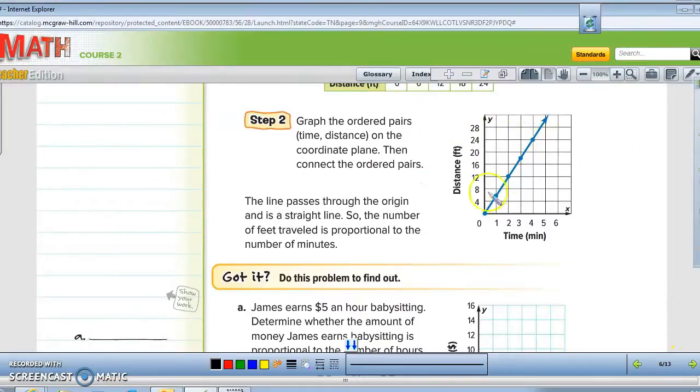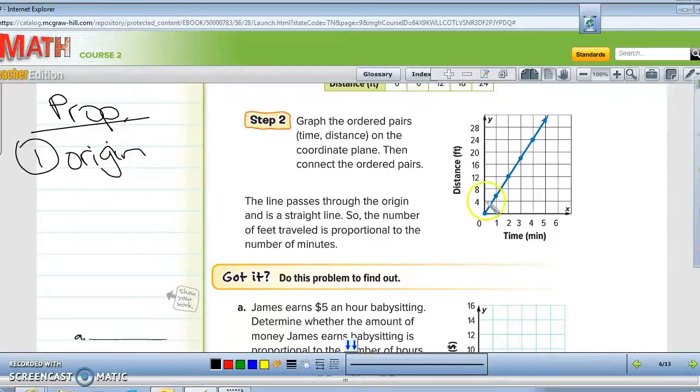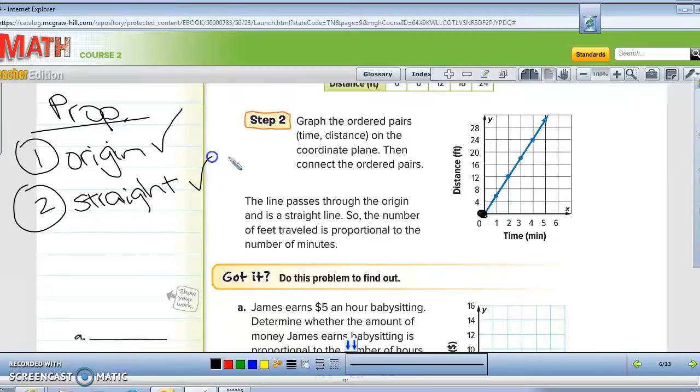Now, again, the only way that you have to check to see if this is proportional is if it does these 2 things. It has to do both. So the first thing, does it go through the origin? So we're going to check. This is the point 0, 0. It's touching 0, 0, so it does that. And then second, is it a straight line? And in this case, it is straight. So it does those 2 things, so it is proportional.